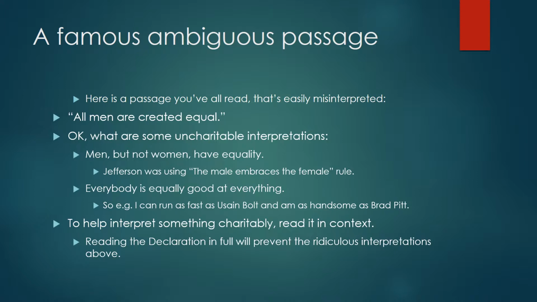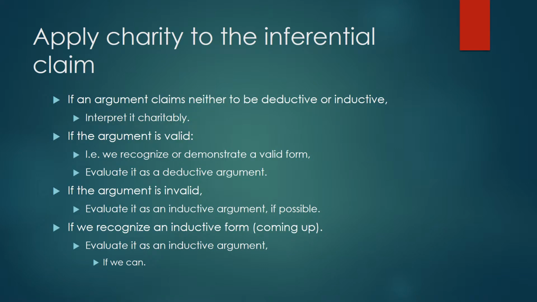Jefferson knew that he was doing a bad thing when holding slaves. He knew that. And so he could have written all white men are created equal, but he didn't. He wrote all men are created equal, quite aware that he was being a hypocrite when he wrote that. So remember that interpretation would be unfair, not uncharitable.